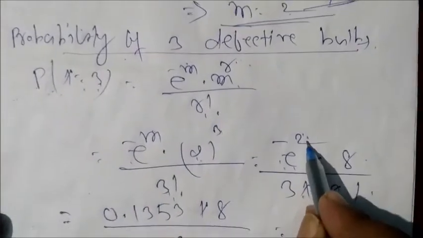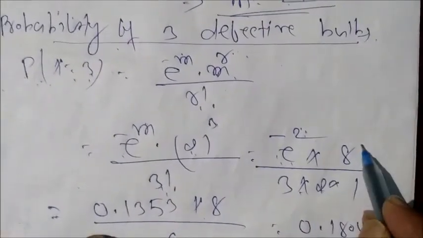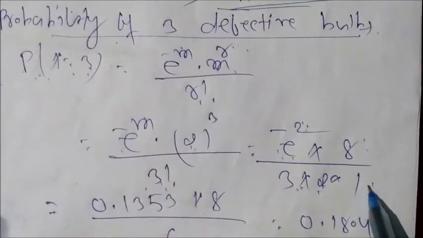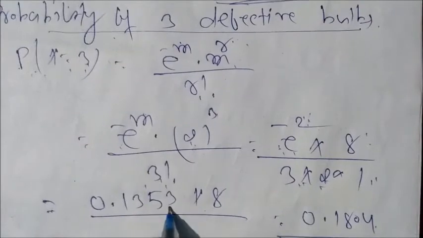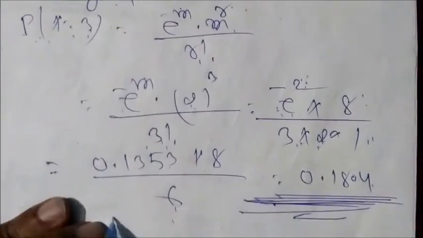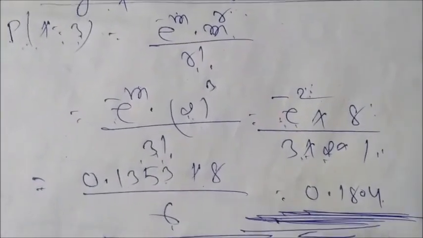So e to the power minus 2, value of m, 2 cubed is 8. Factorial 3 means 3, 2, 1. The value of e to the power minus 2 is 0.1353, so 0.1353 into 8 by 6. After solving, you will get this result. Okay, thank you.